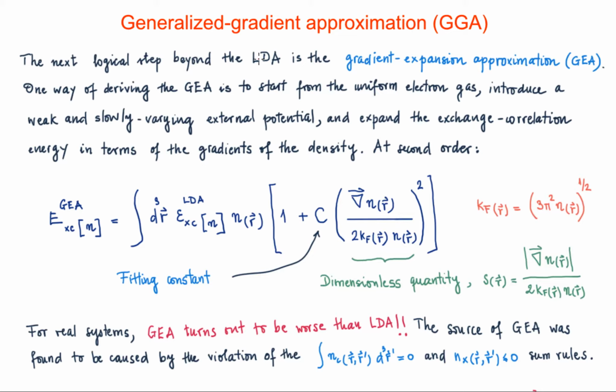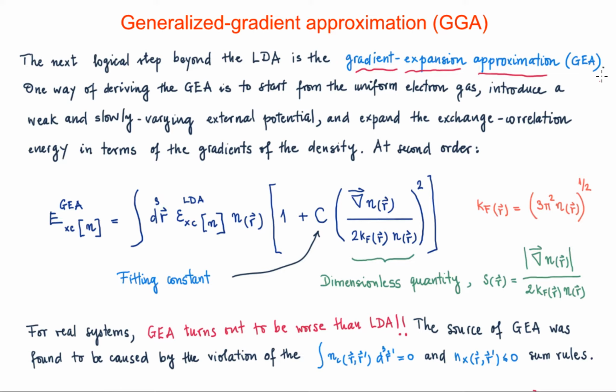And the next step would be just doing a gradient expansion of this uniform electron gas exchange and correlation hole. So, as I've said here, the next logical step beyond the LDA that was initially proposed was doing what's called the gradient expansion approximation, or also called the GEA, which actually is not the generalized gradient approximation, the GGA, as we'll see later the difference between the two.